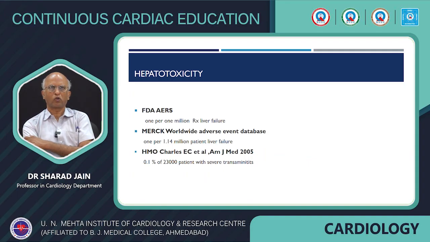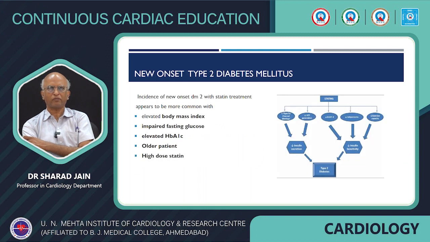So regarding hepatotoxicity, the FDA says that about 1 per million treated patients goes into liver failure. In the Merck worldwide adverse event database, 1 per 1.14 million patients goes into liver failure. So 0.1% of 23,000 patients had severe transaminitis.